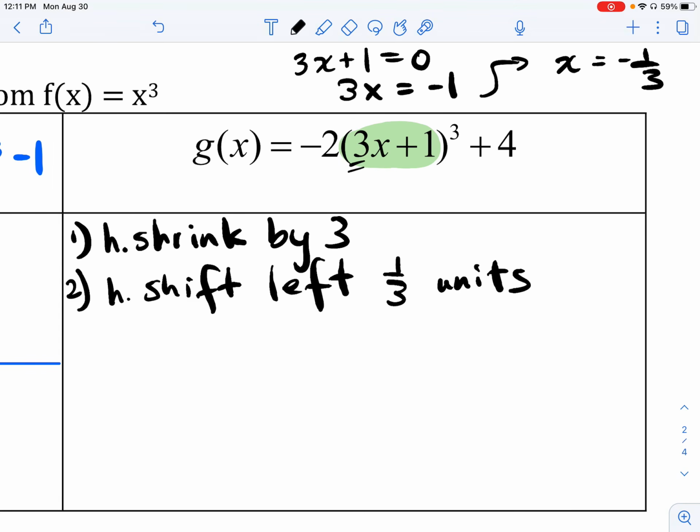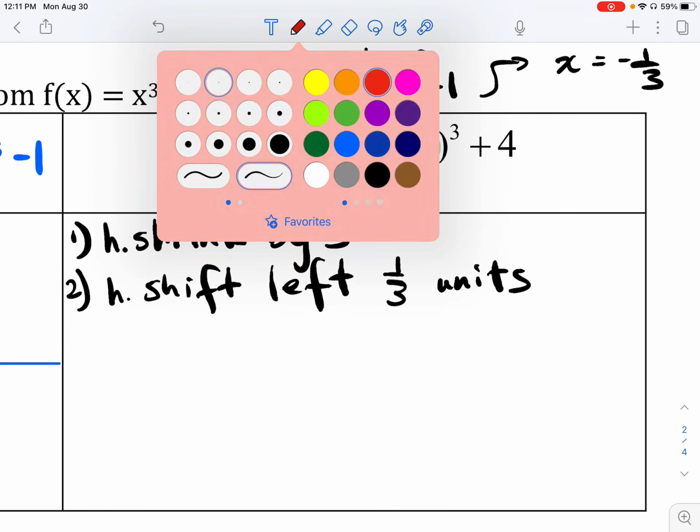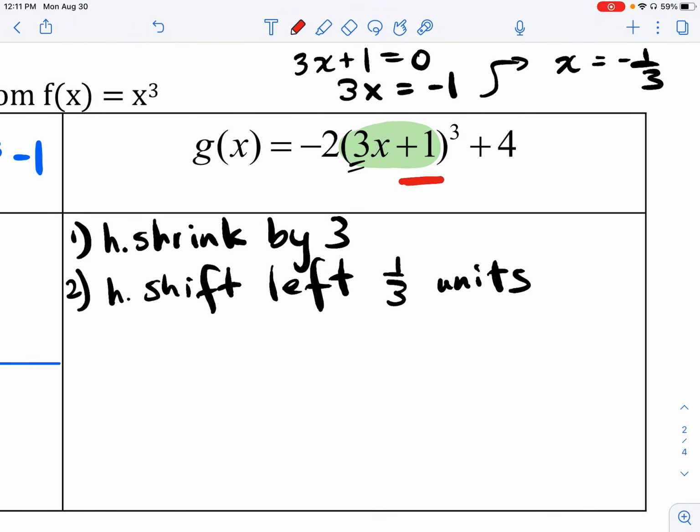Okay, now if you instead wanted to say, well, could I first say horizontal shift to the left 1 and then shrink it by 3? That would work as well. That would result in the same transformed function. Okay, but if you're going to state the horizontal shrink first, then you have to indicate now that the amount that you're shifting by has changed because you've already done the shrink. If that makes any sense.